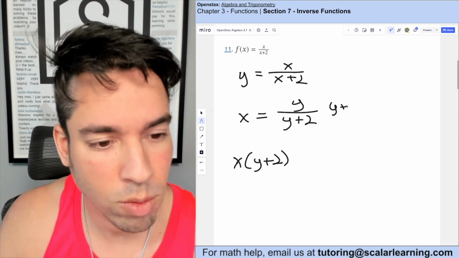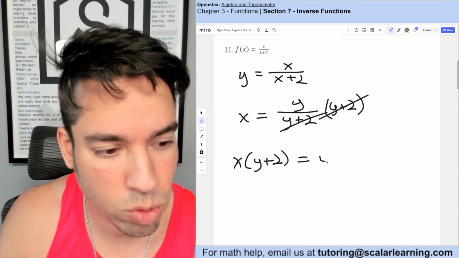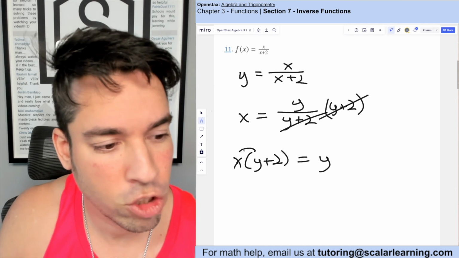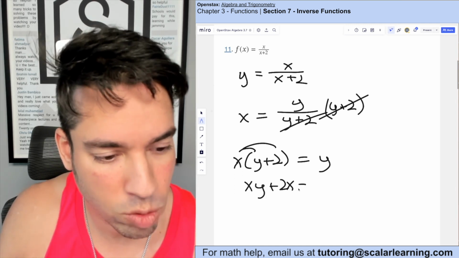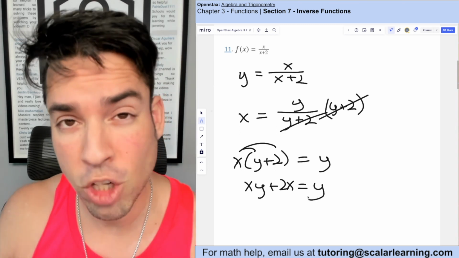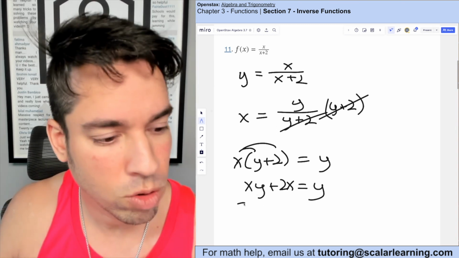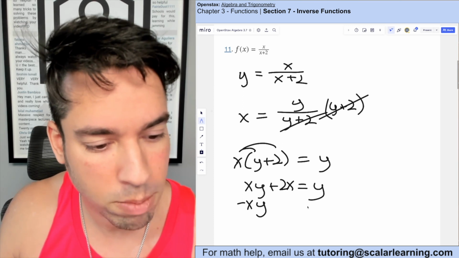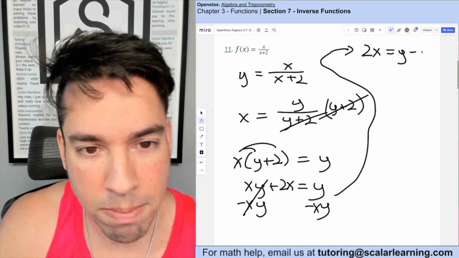On the right side, when I multiply by y plus 2, these are going to cancel out. And now I just have equals y. Then I'm going to distribute this guy. So I got xy plus 2x equals y. My next objective, since we're trying to isolate y, is to get that xy to the right side. So I'm going to subtract xy on both sides. Check it out. Now I have 2x equals y minus xy.